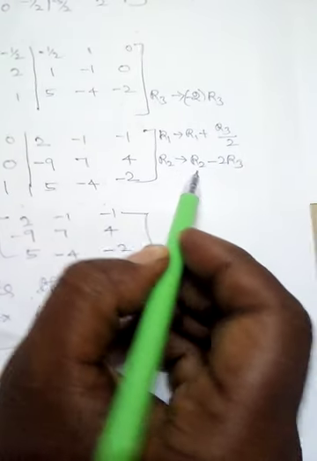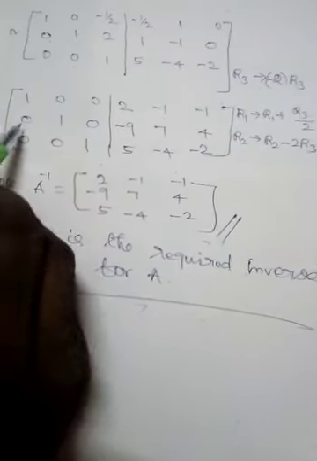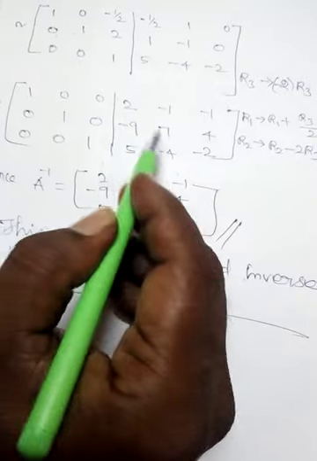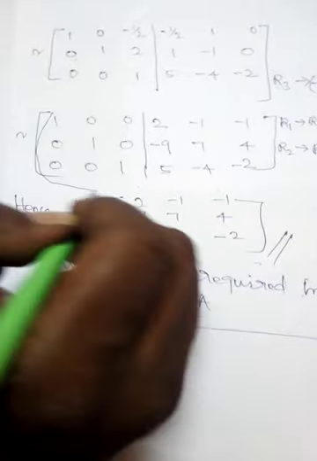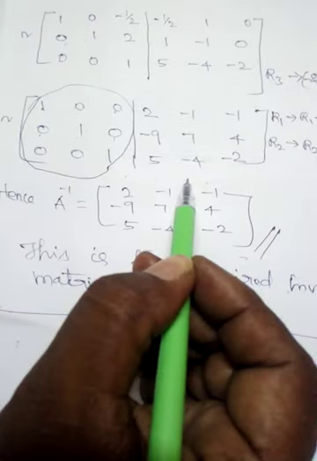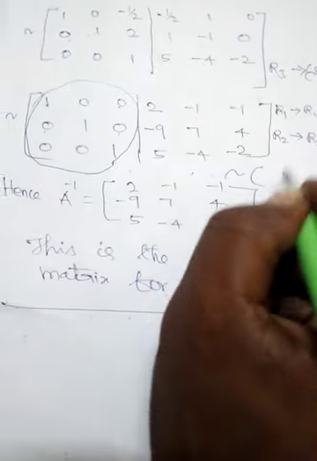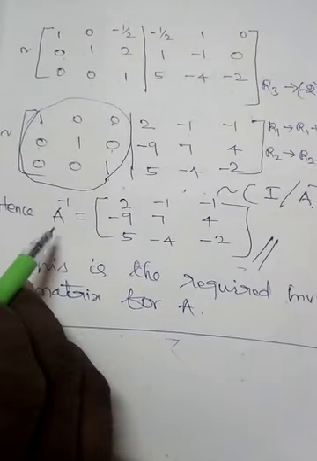Go to the next one. R2 becomes R2 minus 2 into R3. I apply this technique for the second row, so it will be 0 1 0 minus 9 7 4, and then the third row will be as it is. Students, see this place. In this iteration, 1 0 0, 0 1 0, 0 0 1 is the identity matrix, and this is A inverse. So we have reached identity along with A inverse. This place represents the inverse of the given matrix.